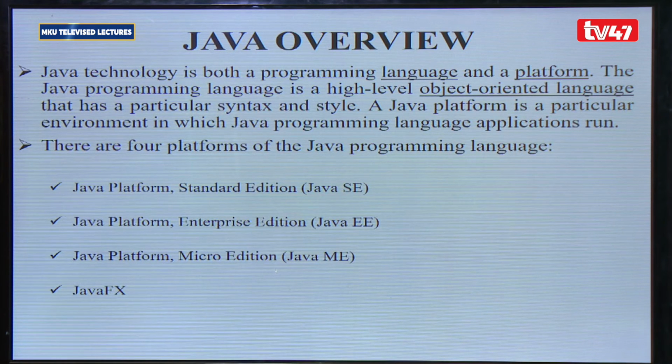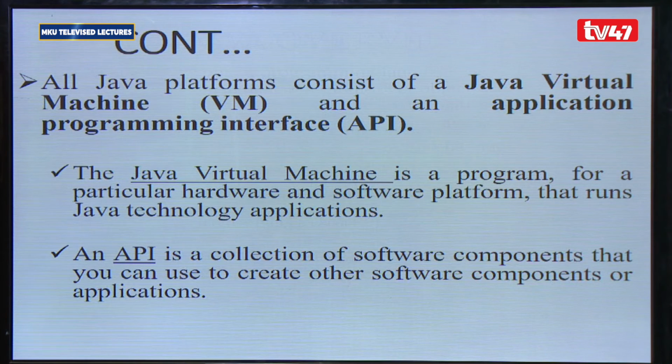But before we continue, we have to discuss all Java platforms, the 4 platforms. All Java platforms must have a Java virtual machine and an application programming interface. So when you're talking about any Java platform, either Java Micro or JavaFX, you have to have the Java virtual machine and the application programming interface. So let's discuss this Java virtual machine.